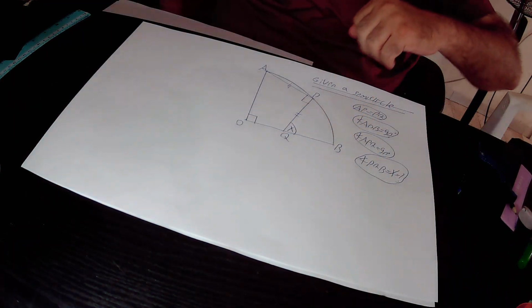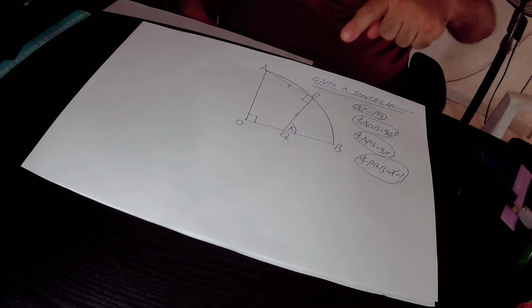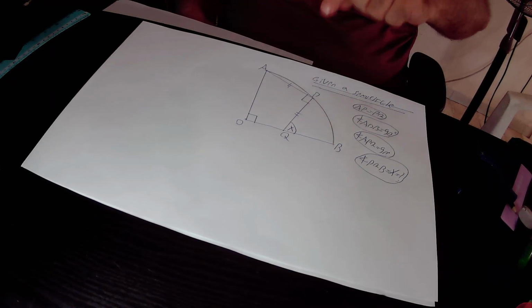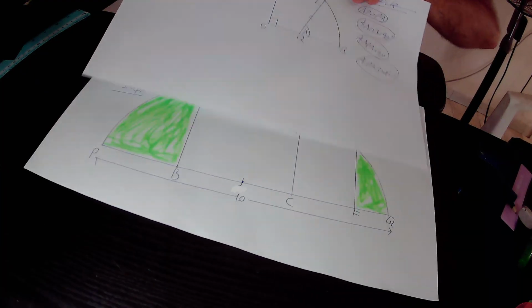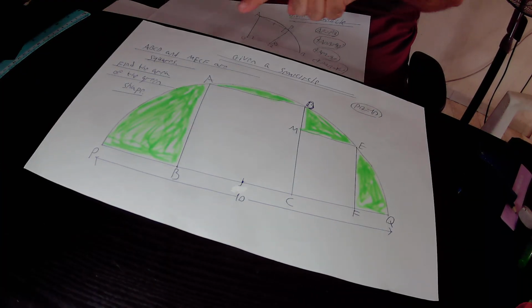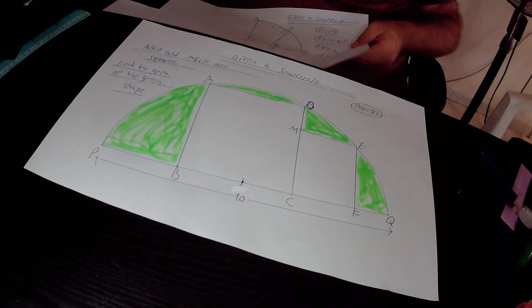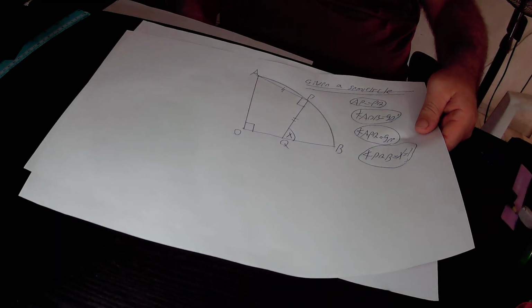Hello, in this lecture we'll answer two questions. The first question, we find out the size of this angle x, and in the second question, we find out the area of this ring shape. So we start with the first question.